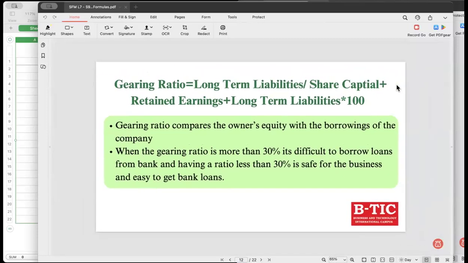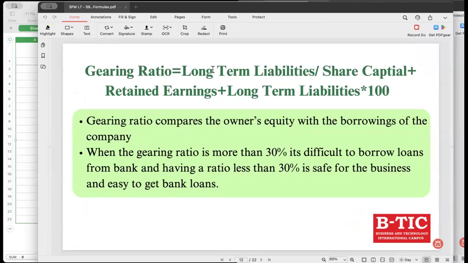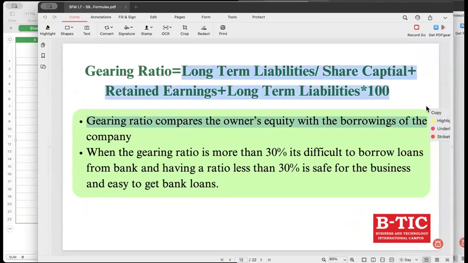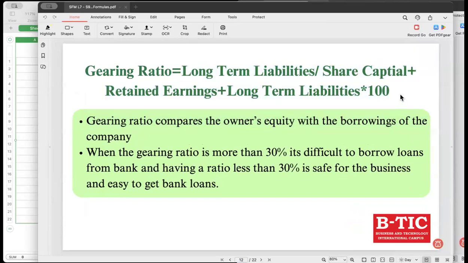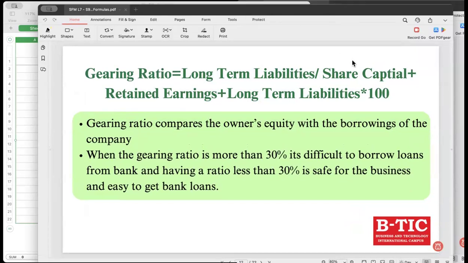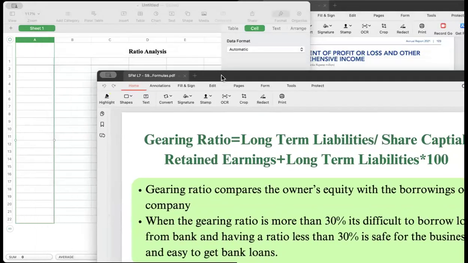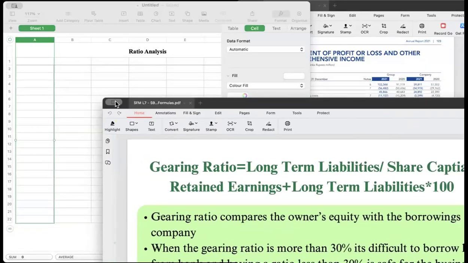So this gives a comprehensive explanation about the gearing ratio, right? This is the most accurate. It gives you the most accurate picture of the company. But the majority of the students, I'd say, have problems calculating the gearing ratio because the formula is comparatively complex to the other formulas. So today I'll give you another option to calculate. It's an easier version compared to this version.